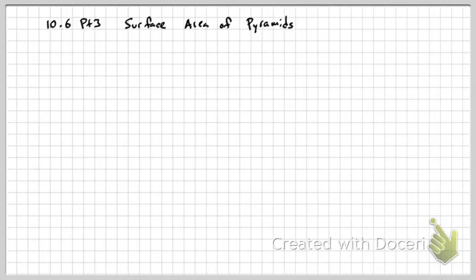Alright, what's up everybody? So we are in our final round for surface area. We're getting into pyramids. So let's crank this out.